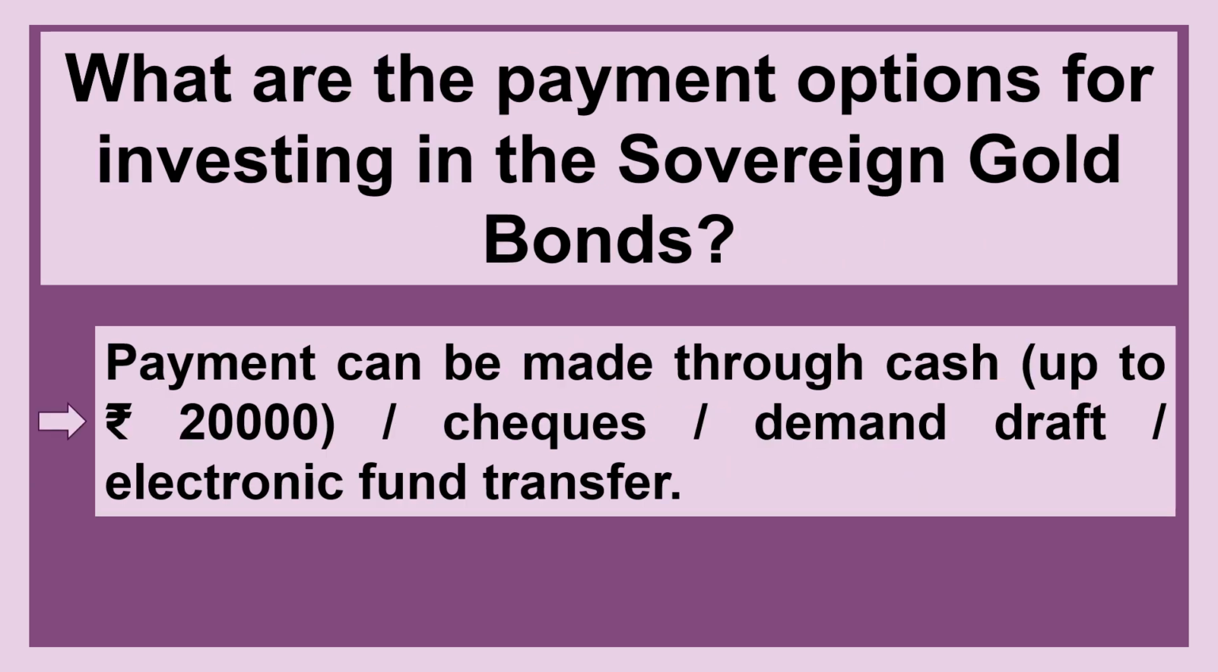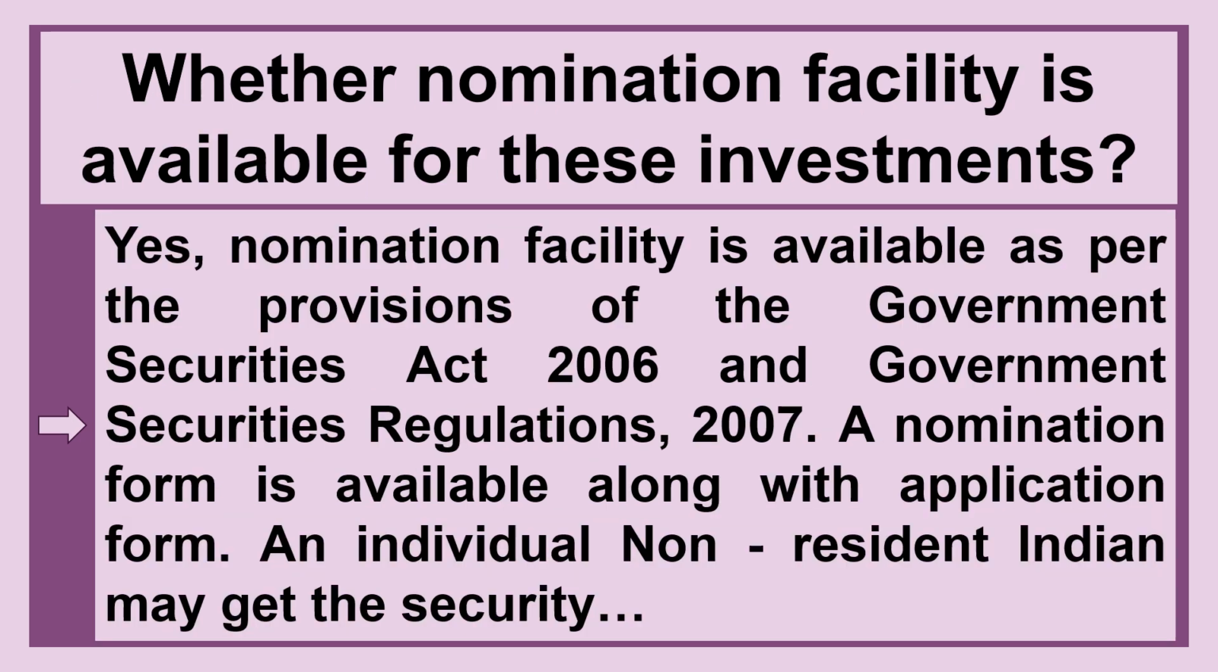What are the payment options for investing in the sovereign gold bonds? Payment can be made through cash up to rupees 20,000, checks or demand draft or electronic fund transfer. Whether nomination facility is available for these investments? Yes, nomination facility is available as per the provisions of the Government Securities Act 2006 and Government Securities Regulations 2007. A nomination form is available along with application form.